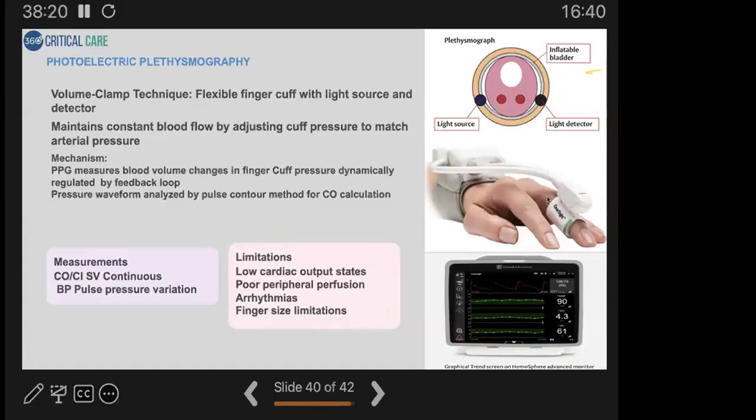So there will be a flexible finger cuff with a light source which is tied around the finger, and this maintains a constant blood flow by adjusting the cuff pressure to match the arterial pressure. And you get a pressure waveform analyzed by the pulse contour method for cardiac output monitoring. The main limitations could be low cardiac output states, poor peripheral perfusion, arrhythmias, and finger size limitations. This is one of the non-invasive techniques.